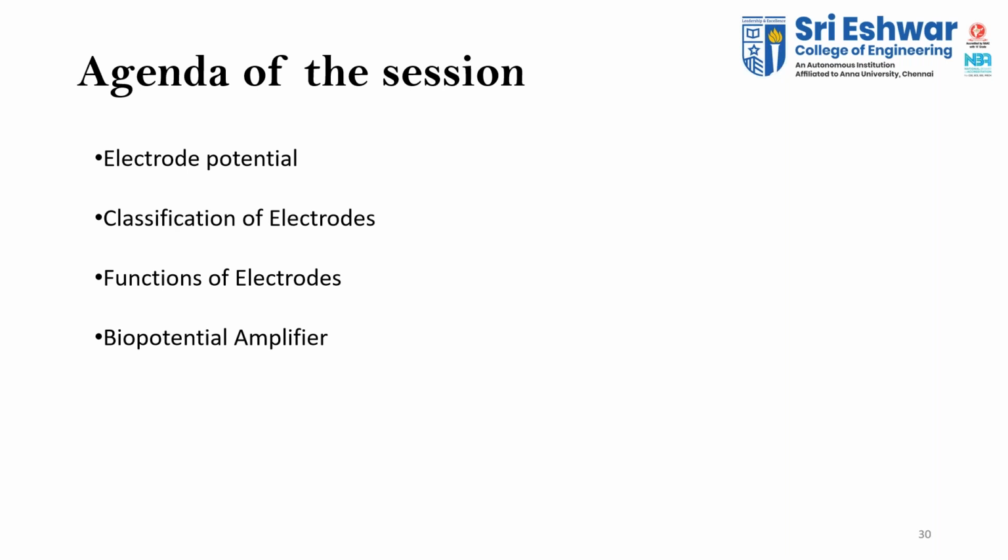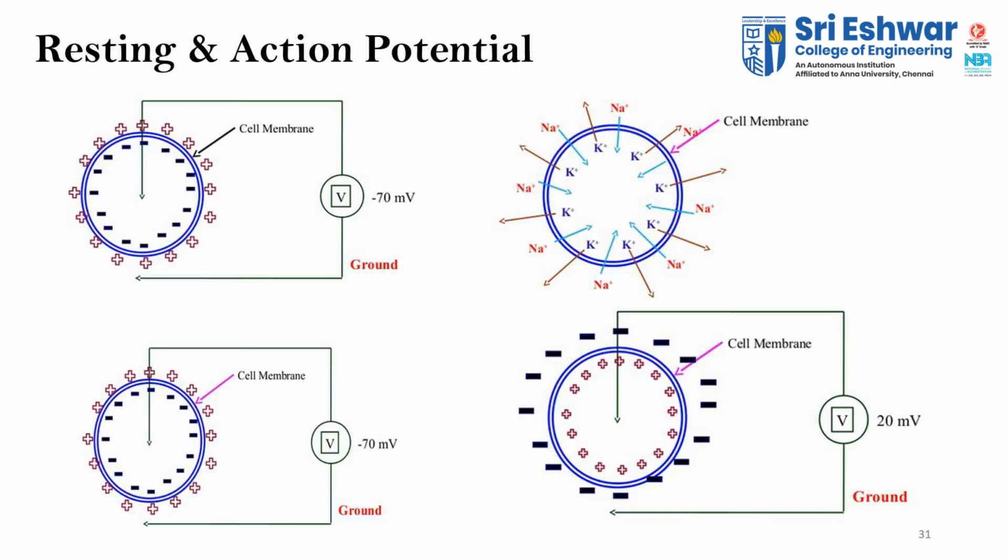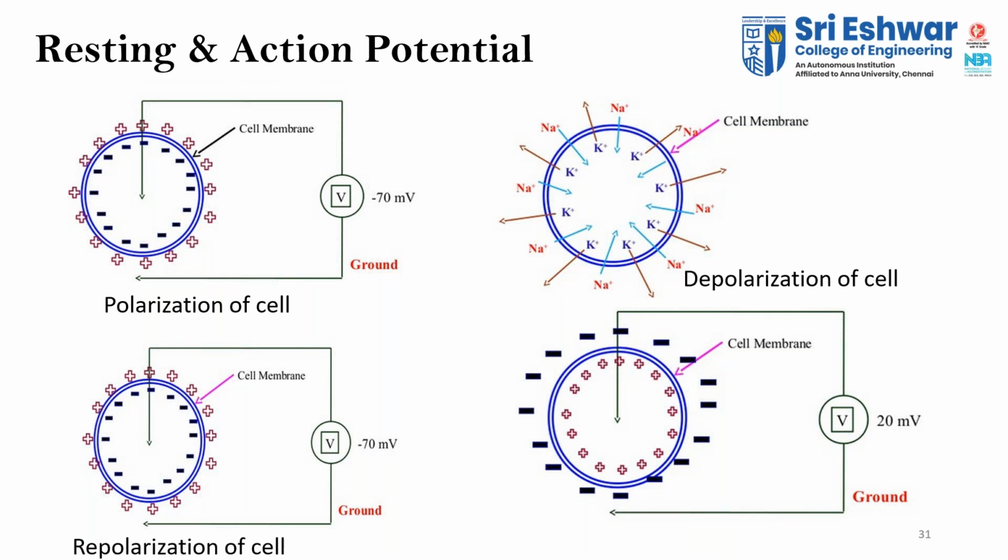Next, we have already seen this diagram. You have polarization of the cell: the alignment of positive and negative charges is retained in the same place. Next, depolarization of the cell: I am going to have some external source for making my resting potential into an active potential. Here we have repolarization of the cell, and finally we get the action potential. The movement of positive and negative charges gives me a voltage. That is a biosignal.